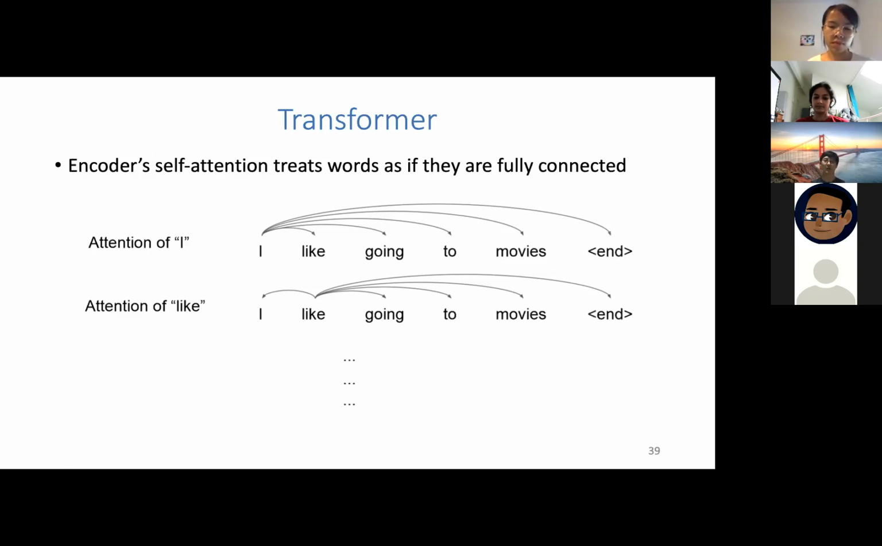So there are 6 tokens, or 6 nodes, if you will, because a sequence could be seen as a chain-form graph. And self-attention is each node giving attention to all the other nodes, and you're iterating this process for every single node. So I can attend to like, going, to, movies, and the termination symbol. In the same manner, like can also attend to I, going, to, movies, and termination symbol, and then going can also attend to all the others. So the number of connections, or number of attentions, would be the square, 36, which is 6 squared, 6 being the number of tokens.